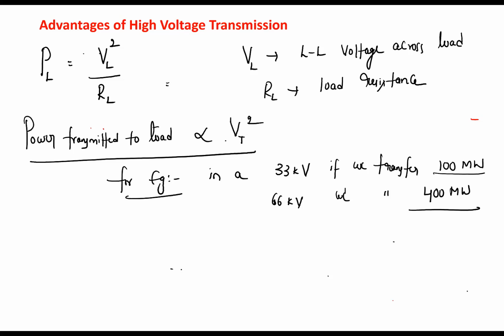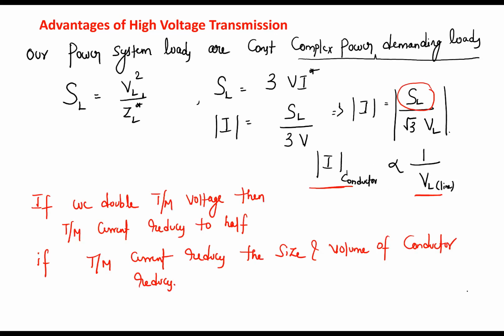Tell me, what is the first advantage? If we increase the transmission voltage, then the current will decrease by half. Yeah, if you double it, the current will decrease by half. If you do it 10 times, the current will decrease by 10 times.